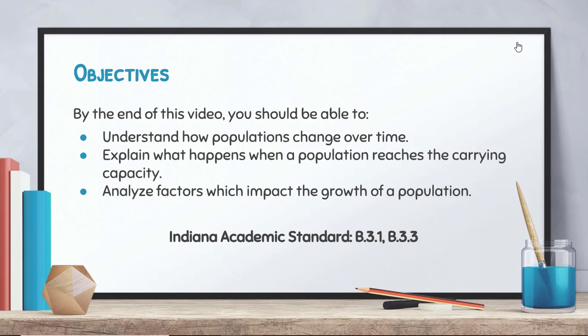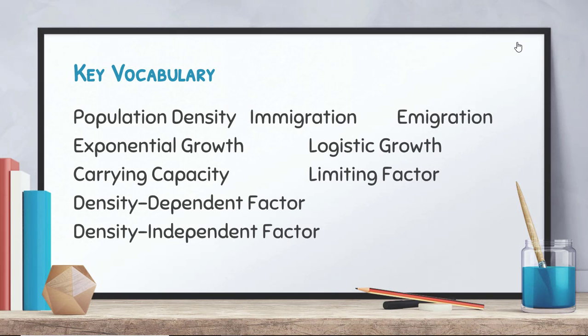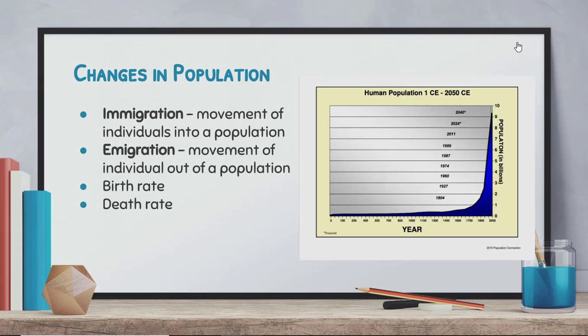By the end of this video, you should be able to understand how populations change over time. You should be able to explain what happens when a population reaches the carrying capacity, and analyze factors which impact the growth of a population. We have some key vocabulary terms for this video, including population density, immigration, emigration, exponential growth, logistic growth, carrying capacity, limiting factor, and density dependent and independent factors.